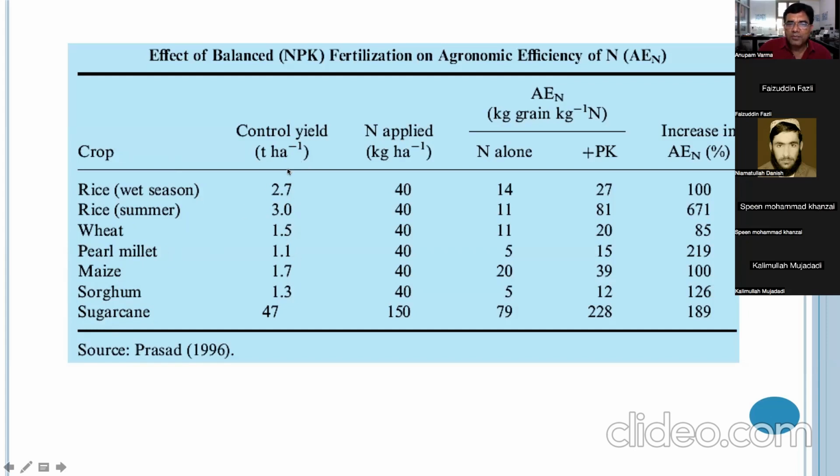Control yield means here you have not used any fertilizer. But next is nitrogen applied, 40, 40, 40. The rate of application of nitrogen is the same. If you apply just nitrogen, this is the yield. But if you combine nitrogen with phosphorus and potassium, yield increases very high. So balanced fertilization means nitrogen should not be applied alone. It should be applied with phosphorus and potassium, and then it increases the agronomic efficiency of nutrients.